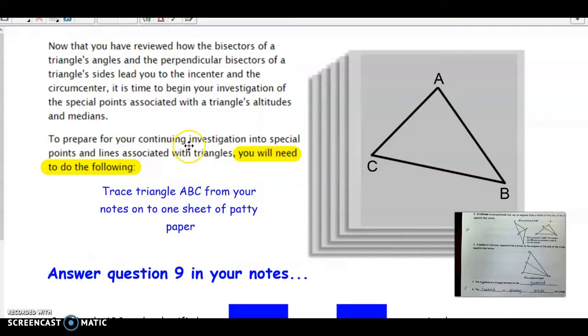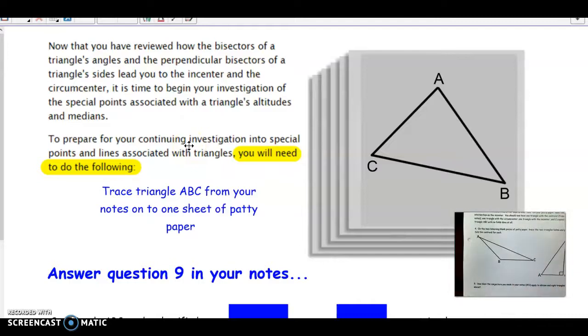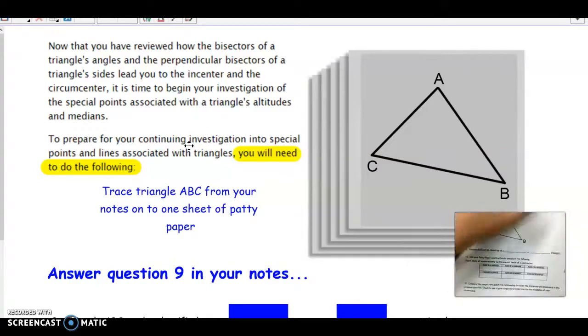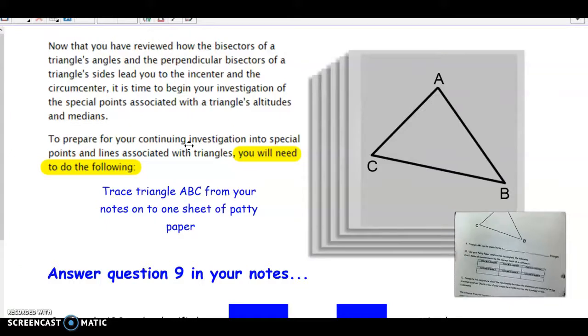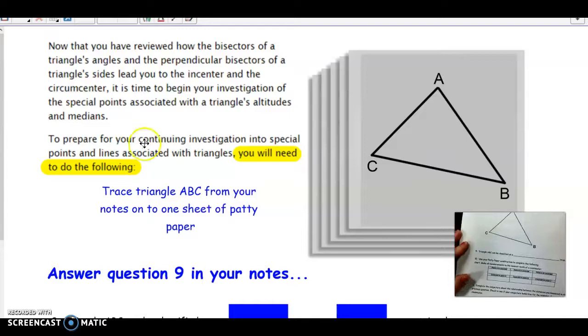Now we're going to learn how to fold the centroid of a triangle. So again, I told you you're going to need 7 sheets of patty paper. We're only going to need 1 for the notes, and then you'll need the remaining ones for your homework. And then you'll need to save those for the next lesson as well.